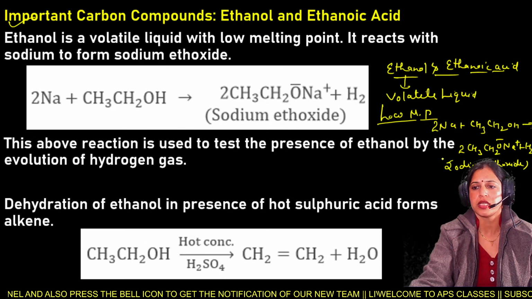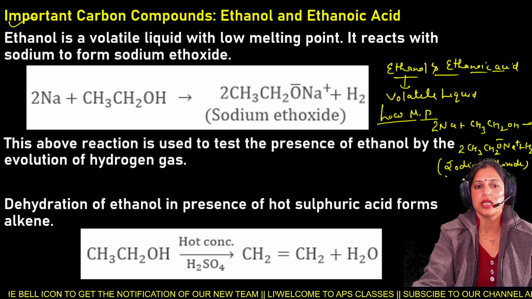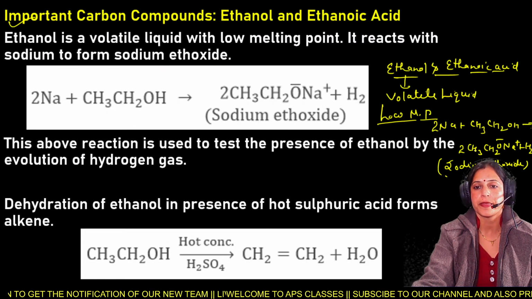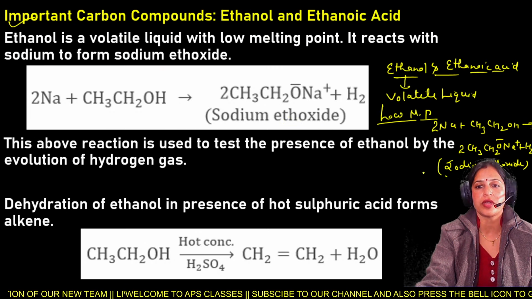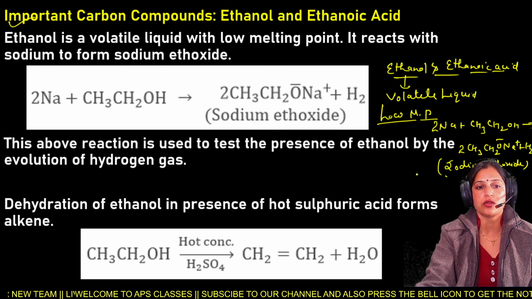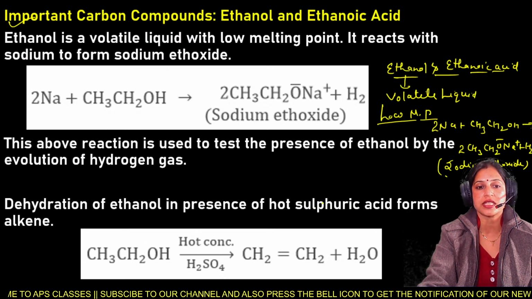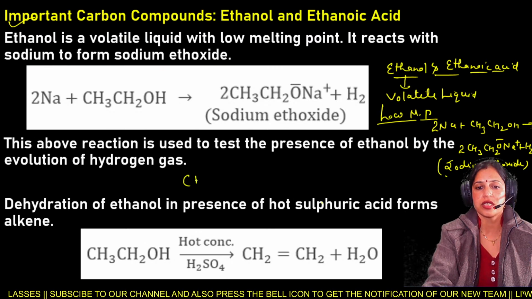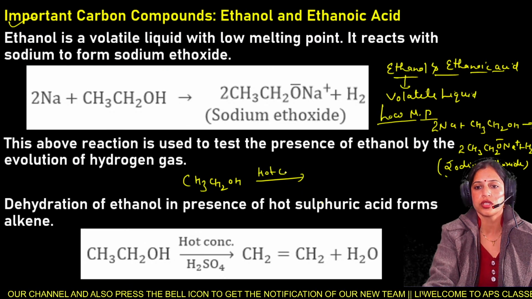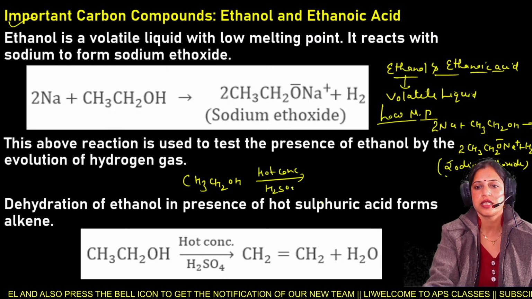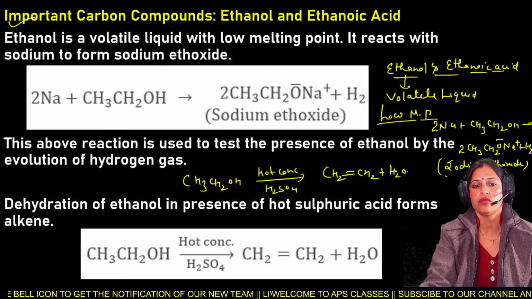Sodium ethoxide. So this above reaction is used especially to test the presence of ethanol, by the evolution of hydrogen gas. Next, dehydration of ethanol in the presence of hot sulfuric acid forms alkenes. The reaction is: ethanol in the presence of hot concentrated sulfuric acid forms ethene with the release of water.